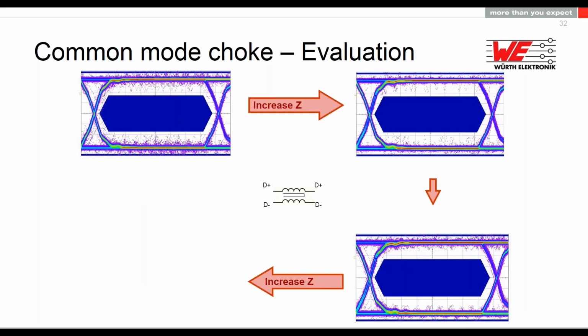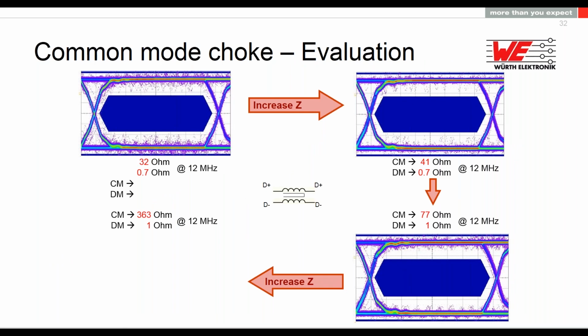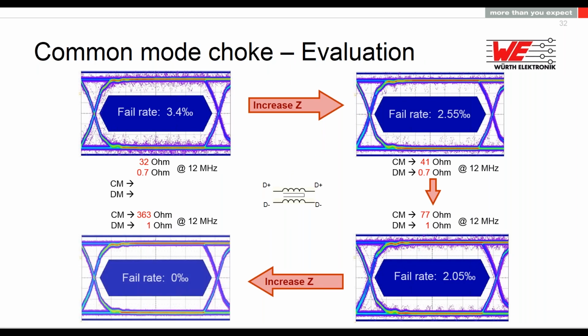First of all, we introduced a common mode choke of just 32 ohm. Then we increased to 41, then to 77, and we always counted the promille failure rate. The failure rate at 32 ohm was 3.4, with a 41 ohm common mode choke 2.55, so it decreased. At 77 ohm it decreased to 2.05 promille, and finally at 363 ohm, on USB 1.0 I have to mention, the failure rate was 0 point something. So that's a good impression of a common mode choke. That's very good. We can really say common mode chokes are worth introducing in some devices.